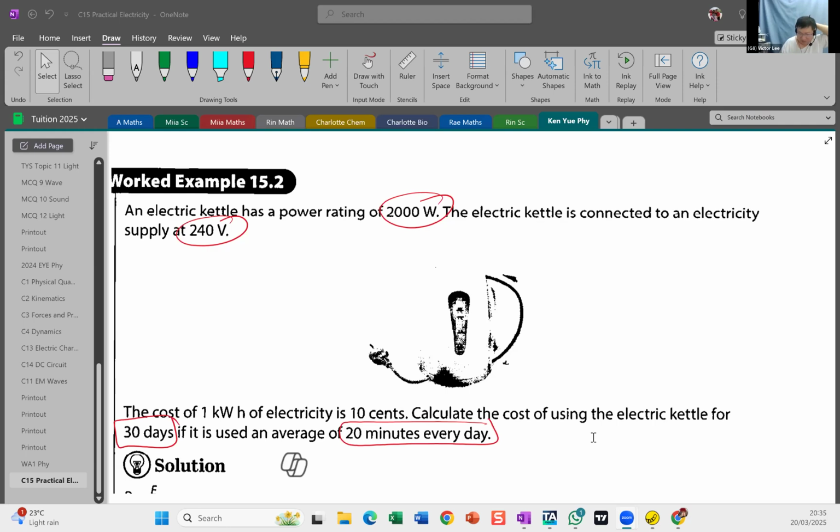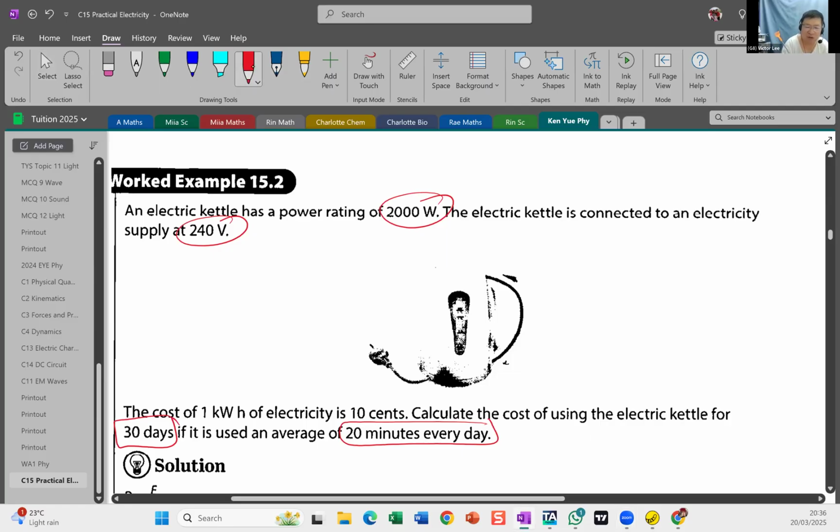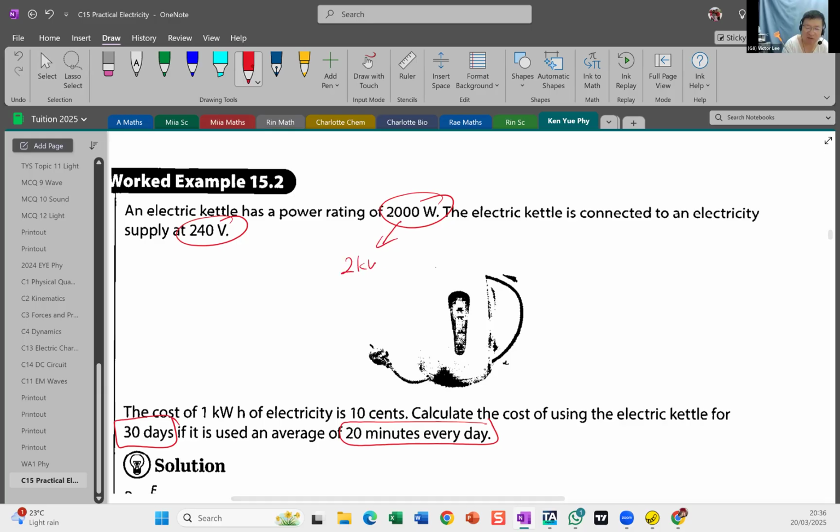How many kilowatts is this? 2000 watts is 2 kilowatts. Okay. How much time is 30 days times 20 minutes in hours? 20 over 60, multiplied by 30 days. Okay, so the answer is 10 hours. You see that?